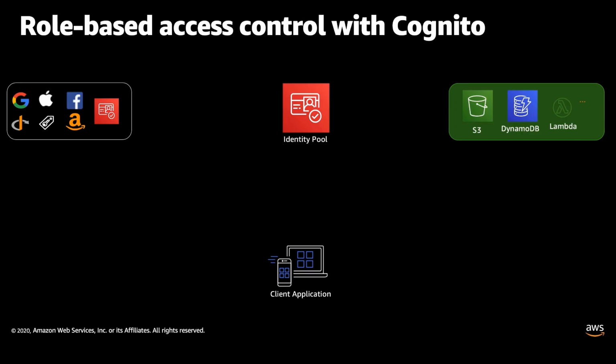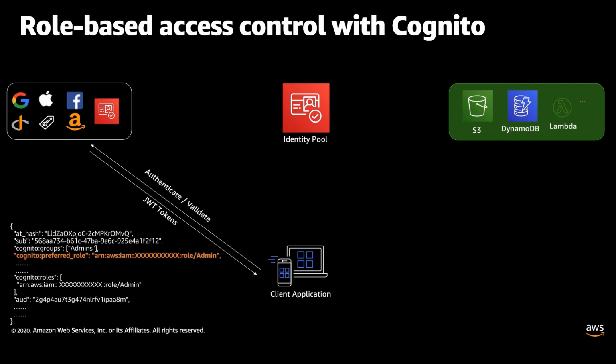First, looking at rule-based access control. In this approach, the user will authenticate with an external identity provider, could be an Amazon Cognito user pool or another provider. In all cases, your application will get a token after authenticating the user. This is an example of a token from a user pool. Note the Cognito preferred role claim in this token. This is calculated based on the group membership of this user in the user pool.